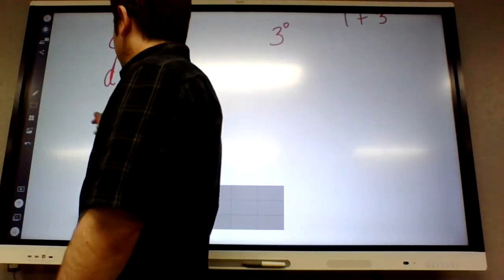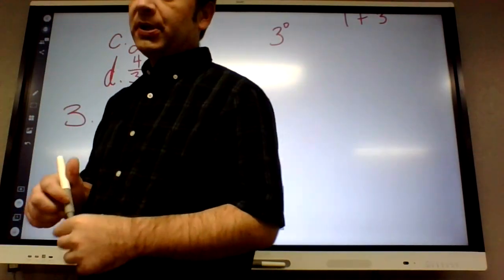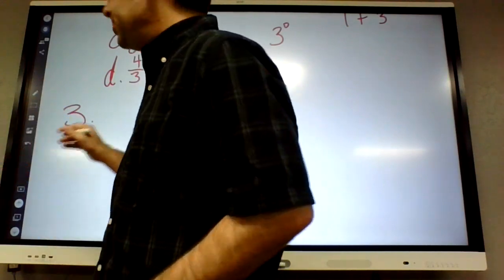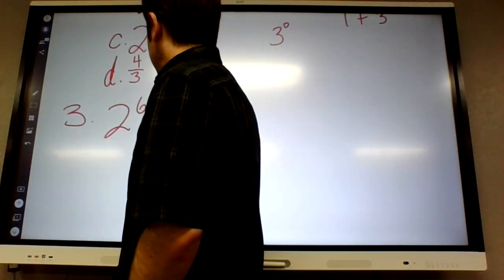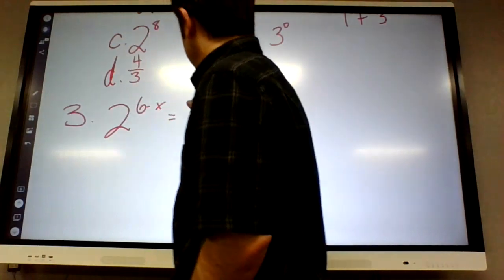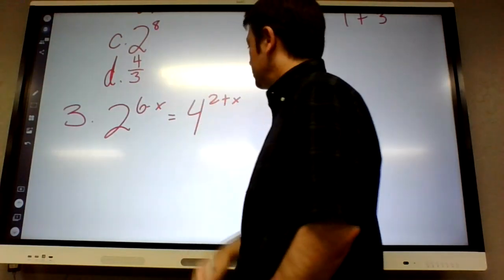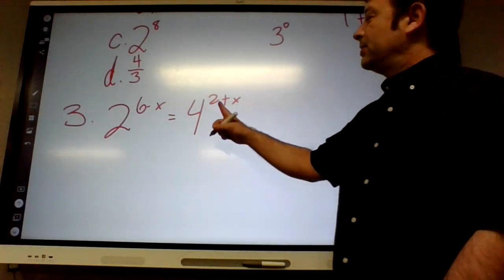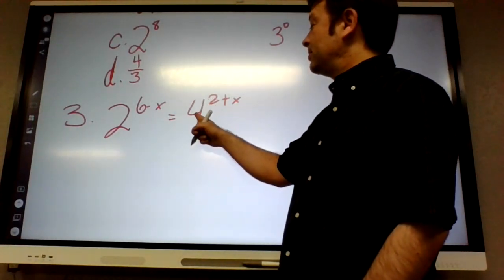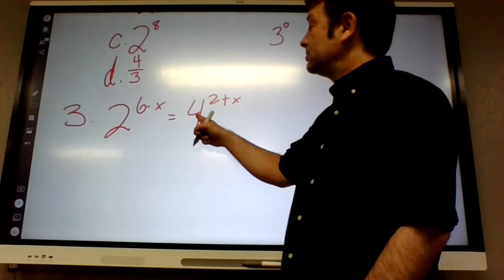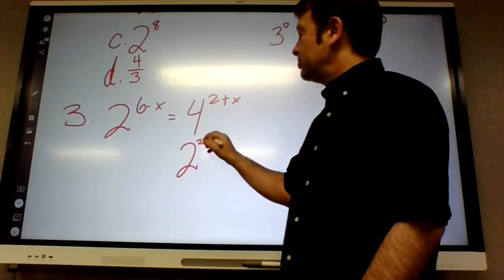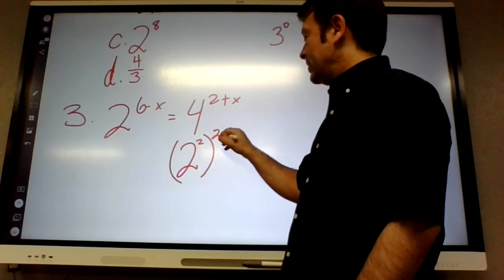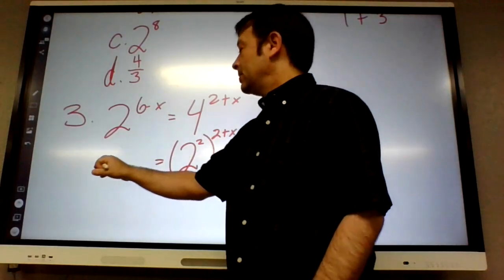Okay, how did we solve the equations on number 3? 2 to the 6 minus x. You set up the exponents like a normal equation. Kind of. Same base. Okay, first we get the same base. 4 can turn into 2 to the what? 2 to the 2. And that 2 plus x is still out there.